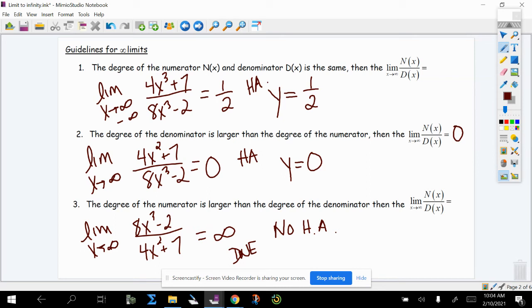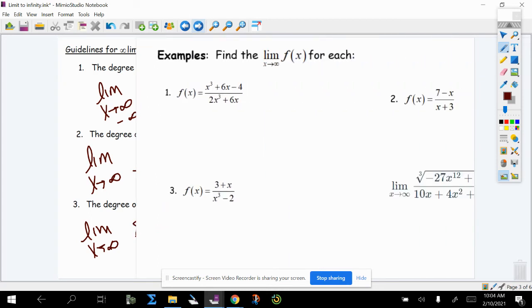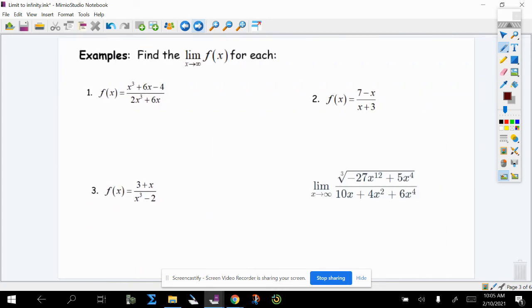So those are our 3 guidelines. Let me take you through some quick examples. What's nice about these is they are very fast. You'll be given a function. You'll be asked to either find the limit towards positive infinity or negative infinity. I think a lot of the ones on Delta Math focus on the positive infinity. And you're really going to focus in on degree and where is it bigger.